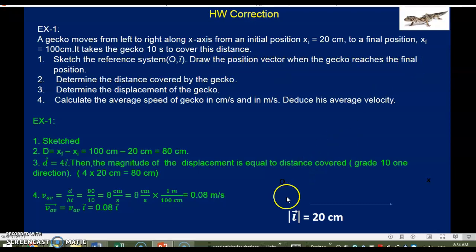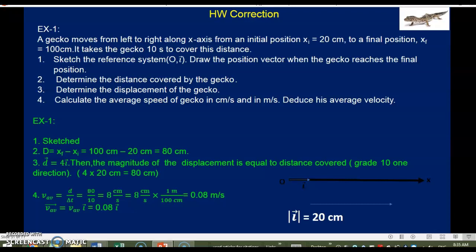Now sketching the reference system means that we have to show the origin, draw a horizontal x-axis, and show the unit vector i vector. In your copybooks you can take every one box equal to i vector, then define that the magnitude of the i vector is 20 centimeter. You have to define this scale. Now draw the position vector when the gecko reaches the final position.